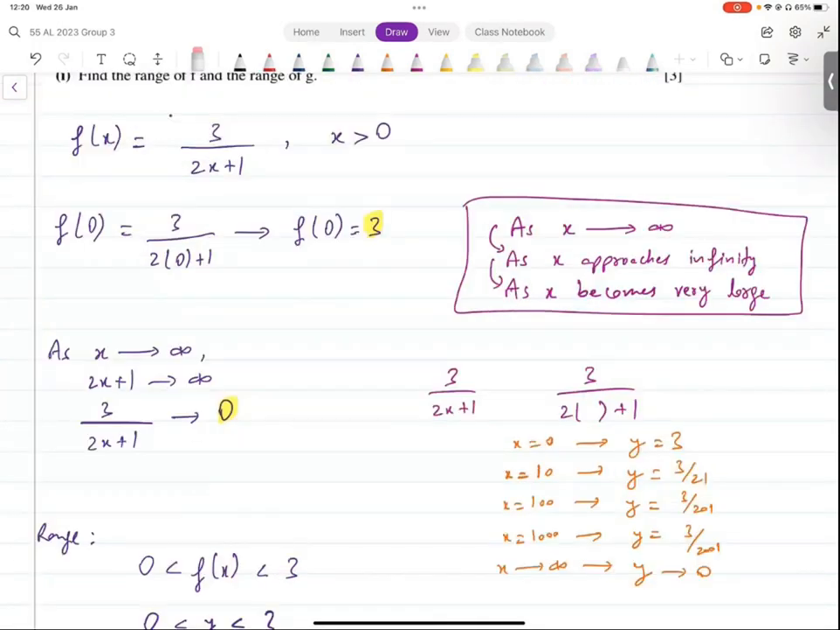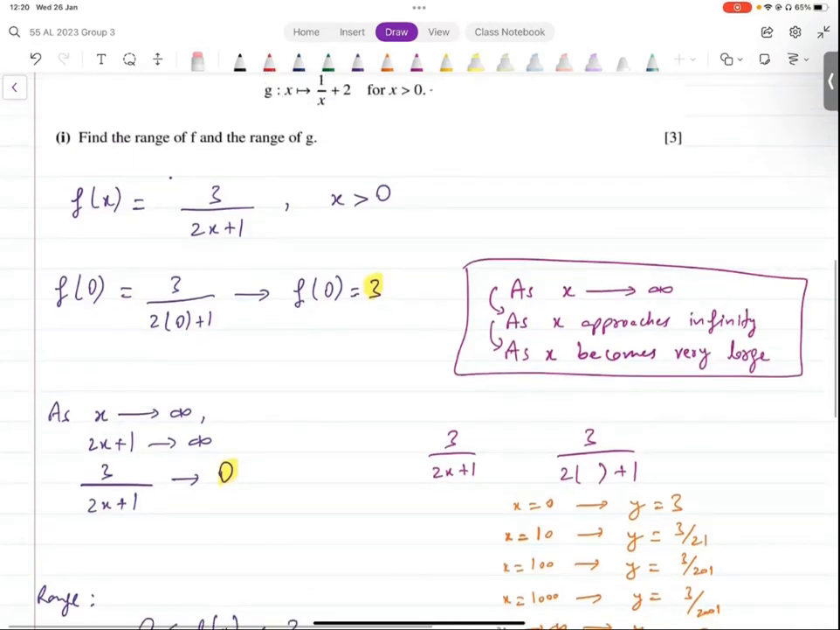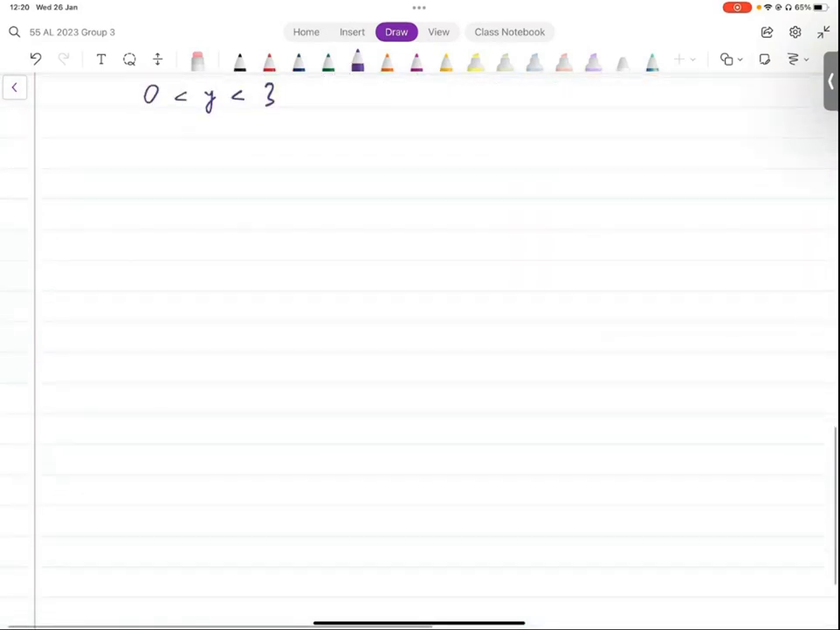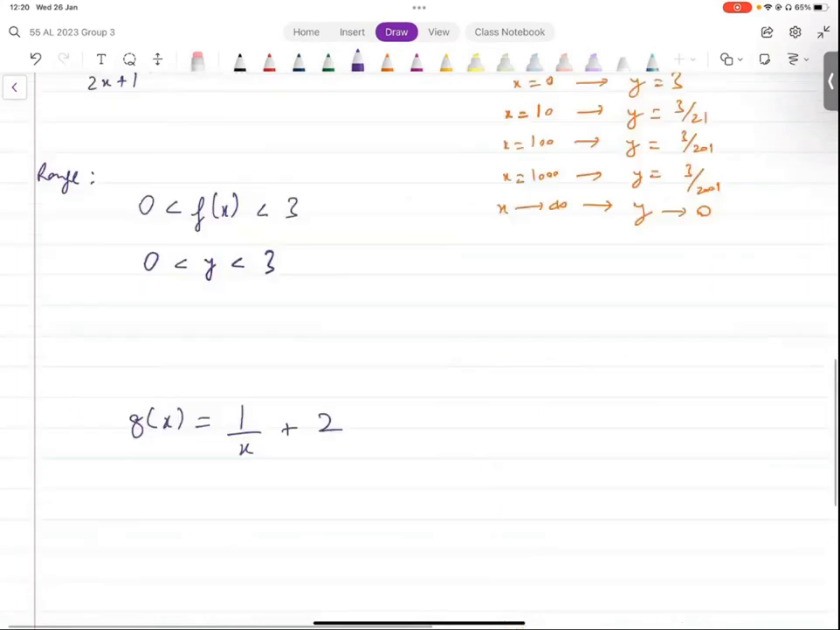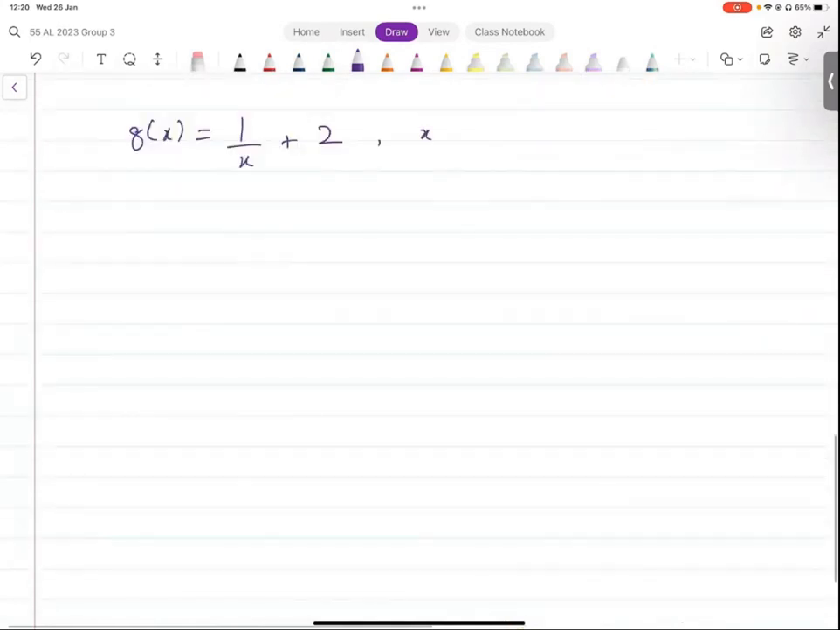Okay, let's look at the function g of x. g of x देखते हैं. g of x function क्या है अब? g of x is 1 over x plus 2, and the domain of this function is also x greater than 0. What about the range of this function?